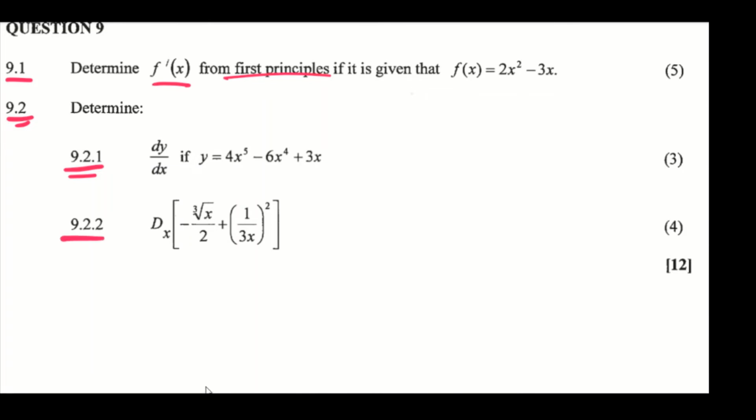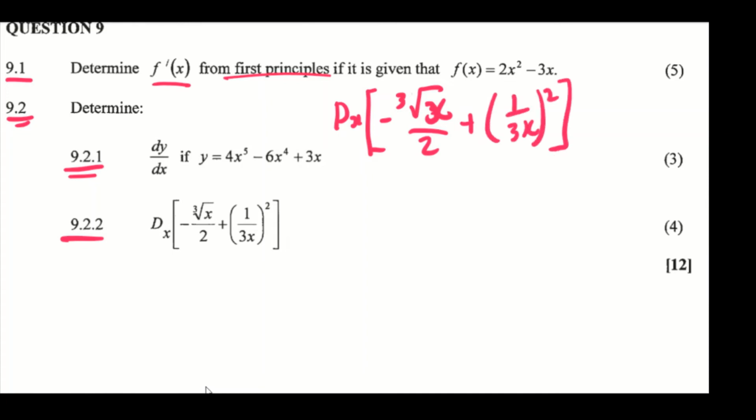So now 9.2.2, we want to find the derivative of this. So we have d/dx of minus cube root of x plus 1 over 3x squared, like that. So let's solve what's in this bracket.